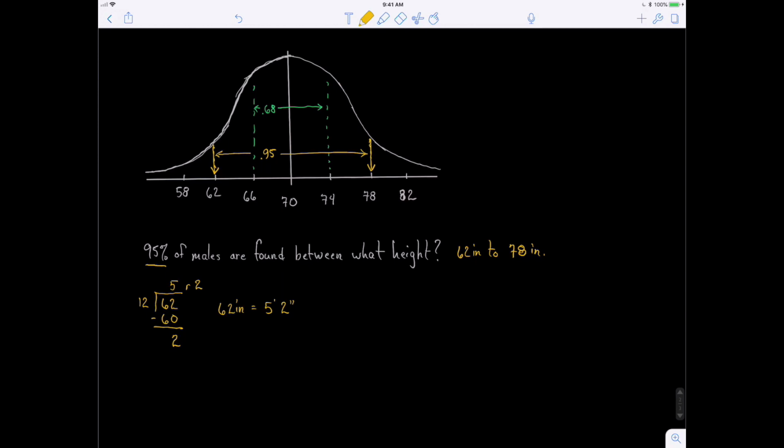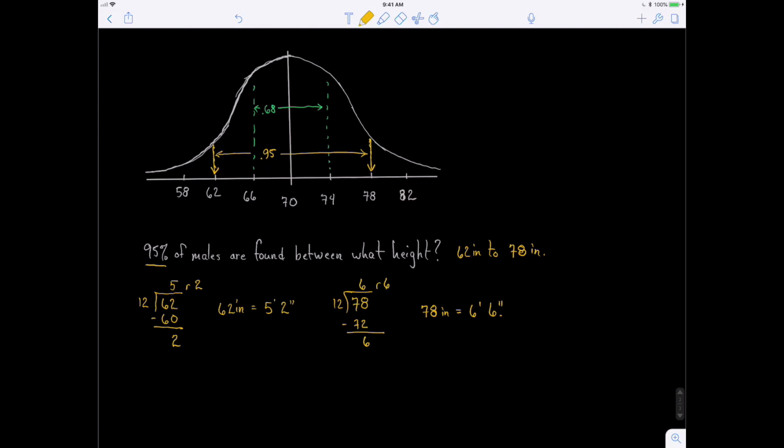And let's do that again. And 78, take that, we divide it by 12. 12 goes into 78, I think it's 6 times. So 12 times 6, that's 72. Subtract, that's 6, and there's my answer. So I have a remainder of 6, so I would say that 78 inches is equal to 6 feet 6 inches.